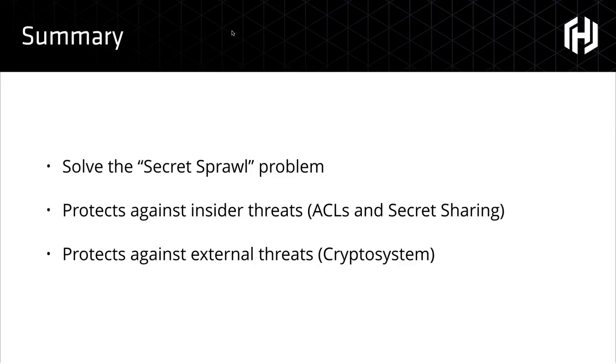So in brief summary, the challenge that Vault is looking to solve is the secret sprawl problem. It looks at two classes of threat: protecting against insider threats, largely through the ACL system and the secret sharing mechanism, and protecting against external threats using a modern and sophisticated crypto system.